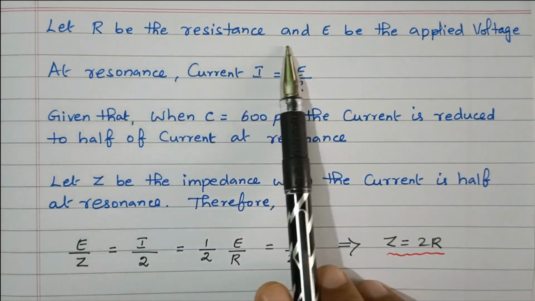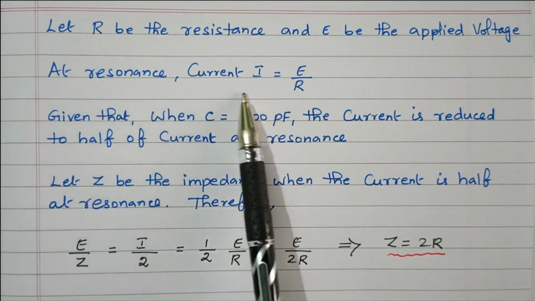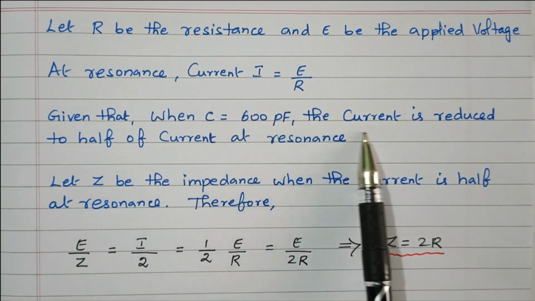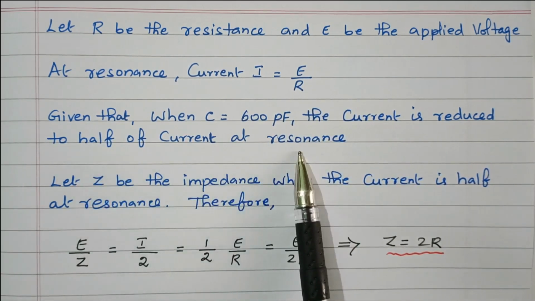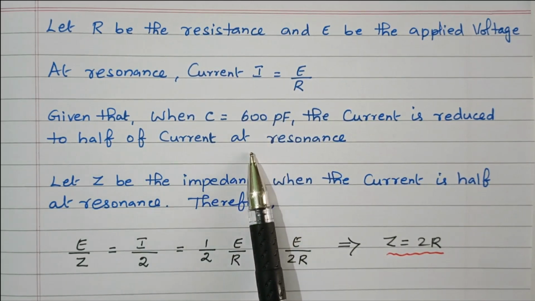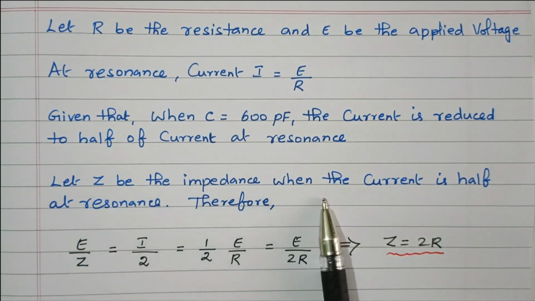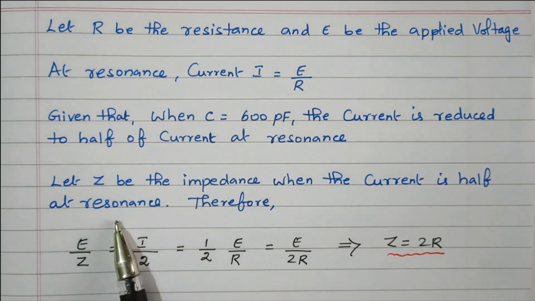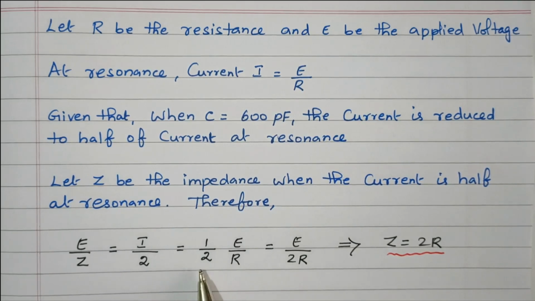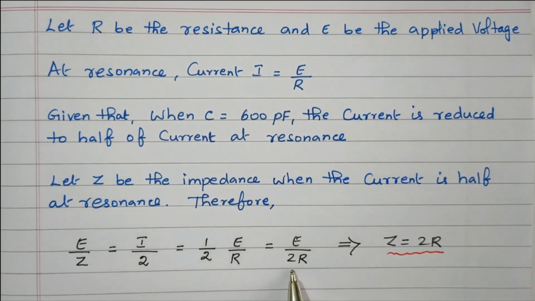Let R be the resistance and E be the applied voltage for this given circuit. So at resonance, current I equal to E divided by R. Given that at 600 picofarad the current is reduced to half of the current at resonance. So let Z be the impedance when the current is half of that at resonance. Therefore, E divided by Z equal to I divided by 2, so that is equal to 1 by 2 E divided by R, which is E divided by 2R.